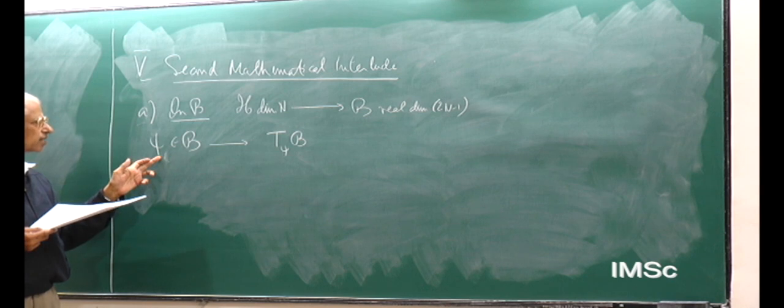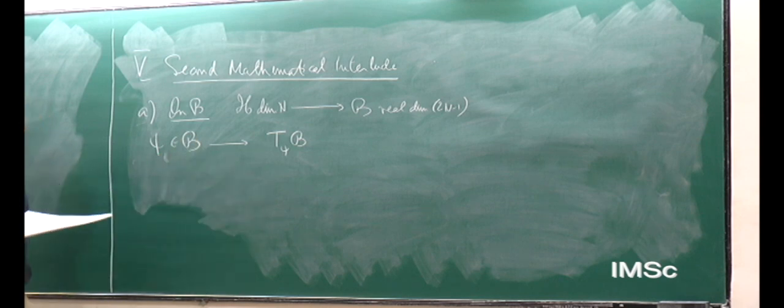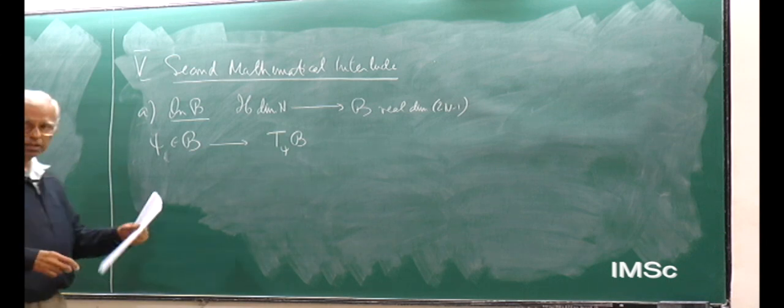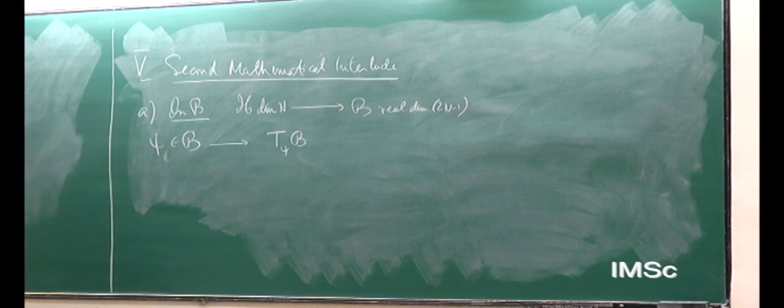The tangent vector to a smooth curve at the point where it passes through psi. The set of all these tangent vectors is the tangent space to B at the point psi. Okay. So, it's always non-compact. Yes, we will see. Now, of course, here complex things are involved. Psi is a vector in a complex vector space.